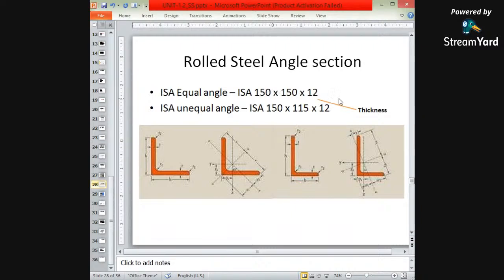What do this 150 and 150 stand for? The 150 stands for H, and the other 150 stands for B, and the 12 stands for the overall thickness on all sides. So H is 150 vertical, B is 150, and 12 is the thickness. For unequal angles, it is 150, but this width is 115, which is less than 150, and the thickness is 12 throughout.